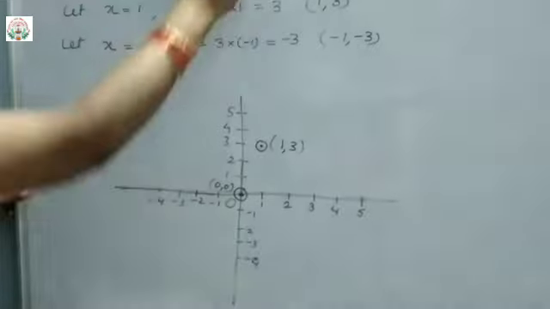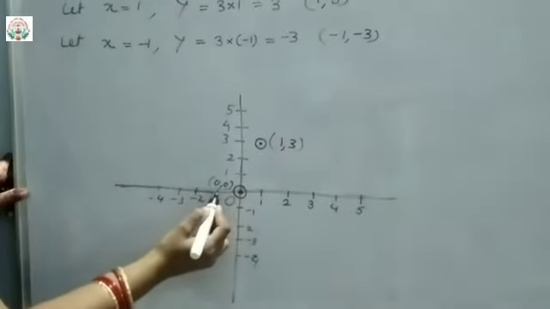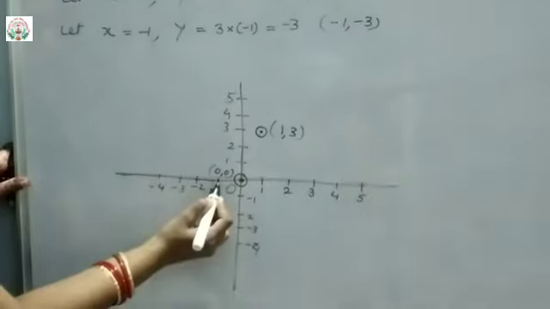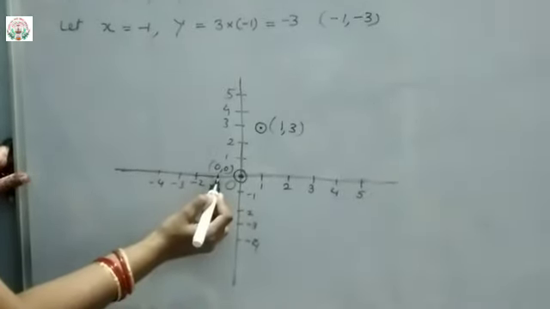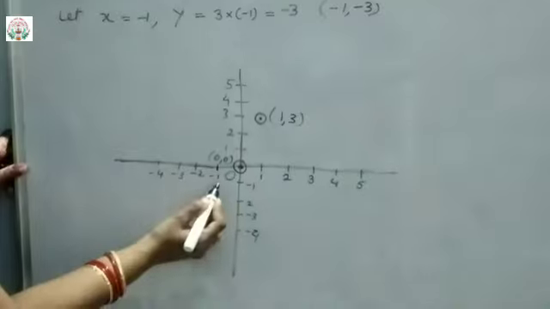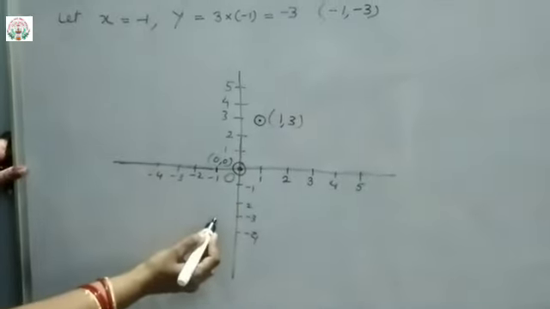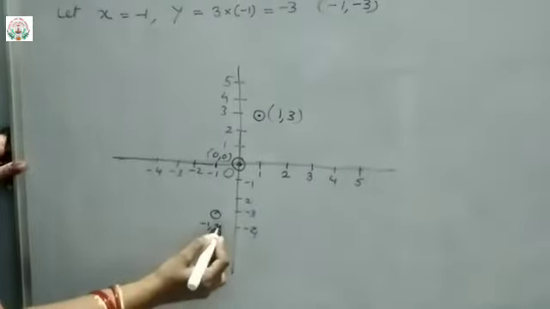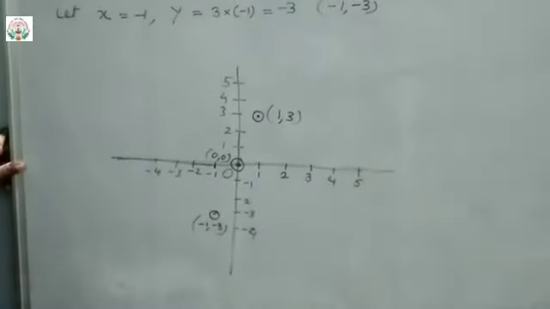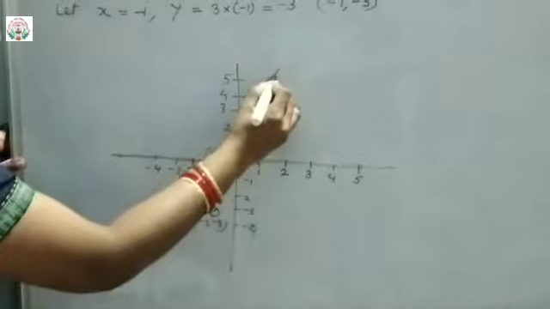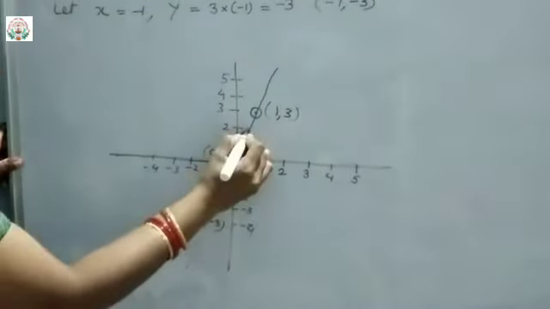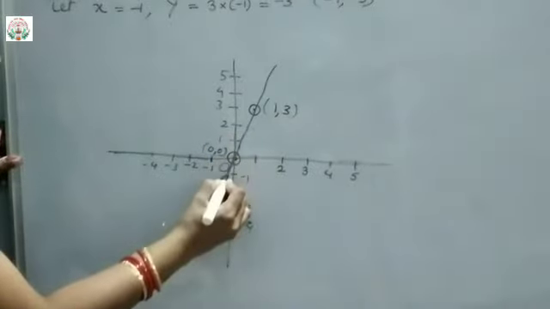Then when x is minus 1, so here it is left side. So this is minus 1. Y is what? Minus 3. So 1, 2 and 3. Here. This is minus 1, minus 3. So how will my graph be? Like this. So the graph line will pass like this.